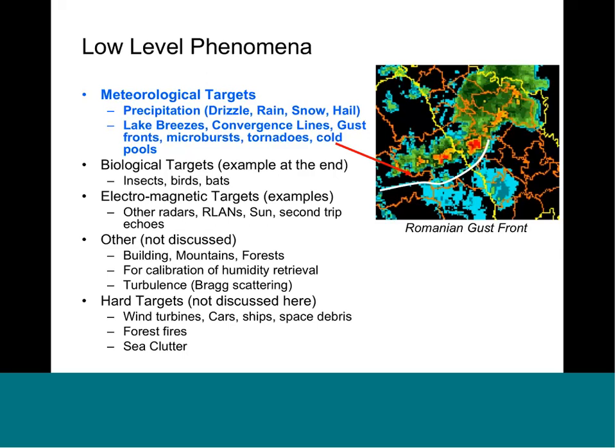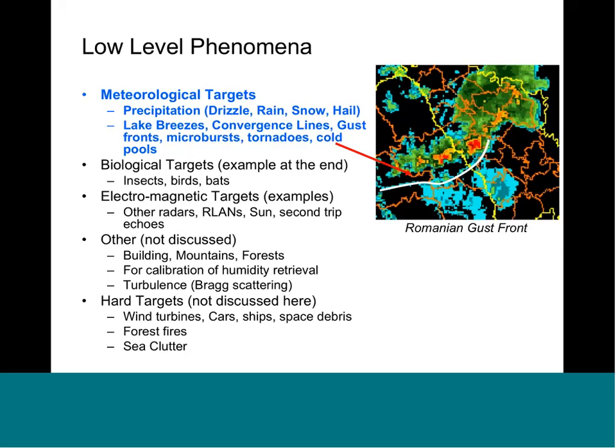Things like microbursts, tornadoes, and cold pools, the cold air from thunderstorms, are not meteorological targets, and they are often below the height that the radar is looking at. And so it's really difficult to see these features. Tornadoes generally are below cloud base, and if your radar is looking above cloud base, you can't see those. Same with microbursts and cold pools. And these are important for nowcasters.